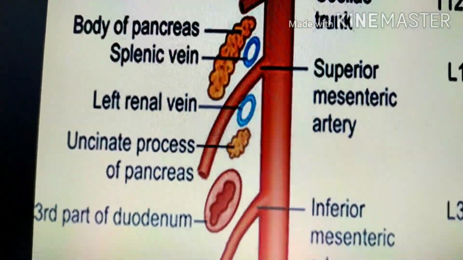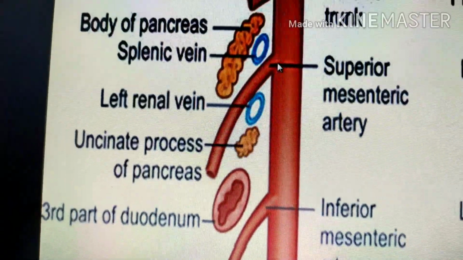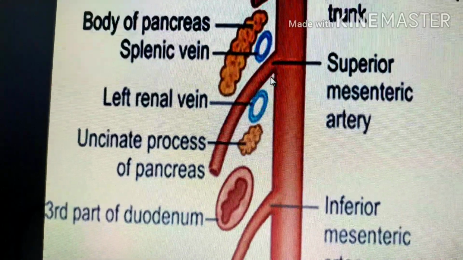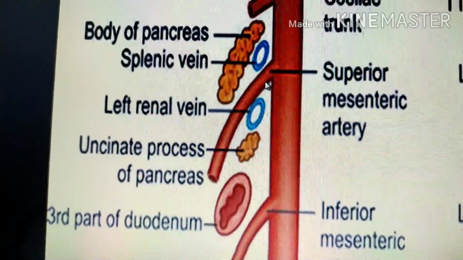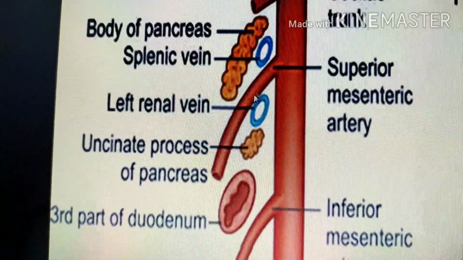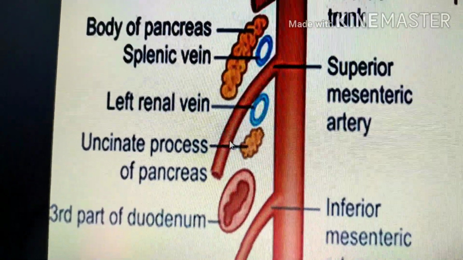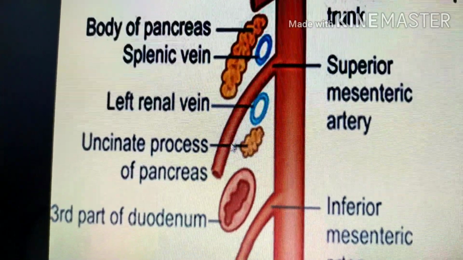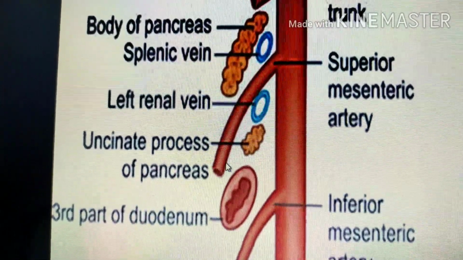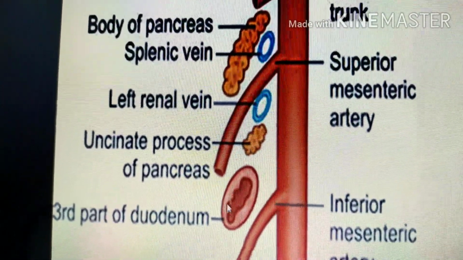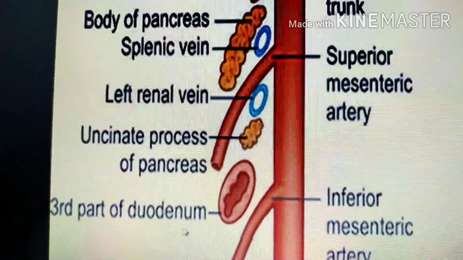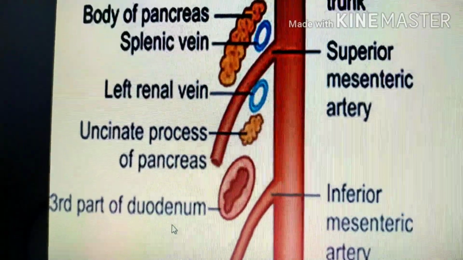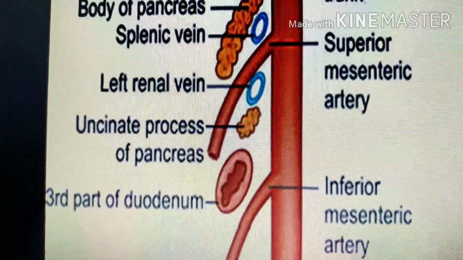Here you can see the superior mesenteric artery, which arises from the ventral aspect of the abdominal aorta at the level of the L1 lumbar vertebra. After that it passes behind the body of the pancreas and runs downward, passing in front of the uncinate process of the pancreas and the third part of the duodenum. It reaches the right iliac fossa, where it terminates by uniting with the ileocolic artery.